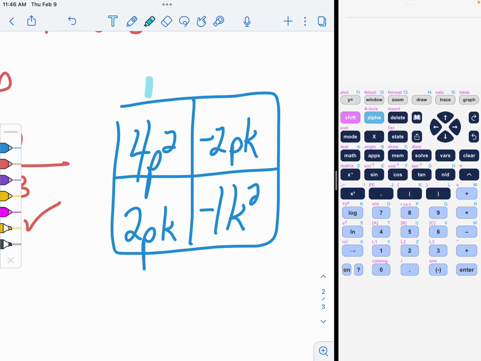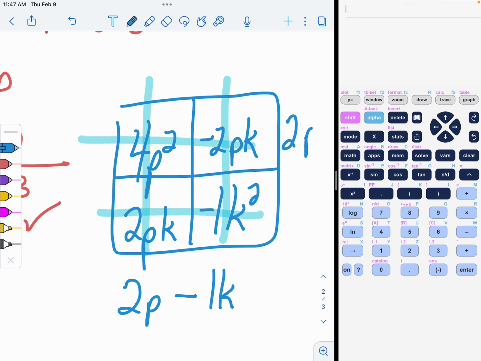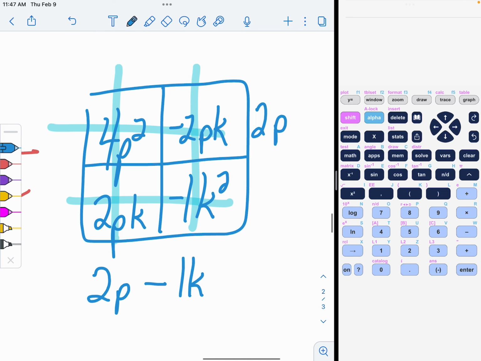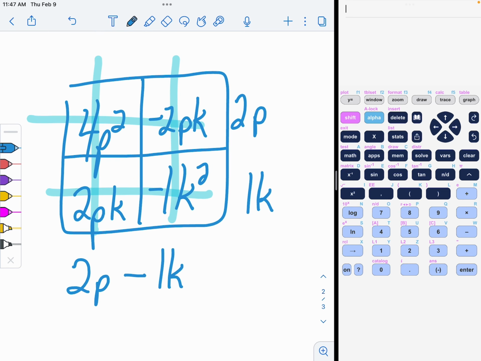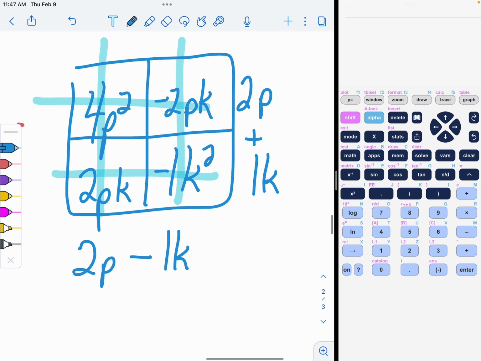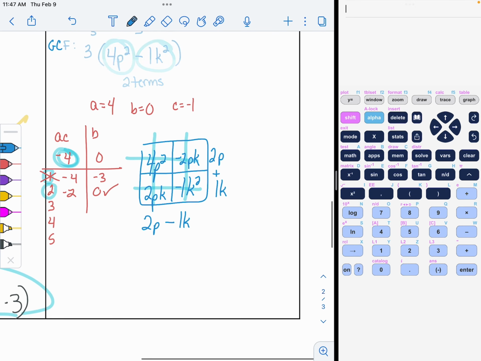Now it's time for a GCF here and here. So my GCF on the first one is a 2 and a single P. My GCF on the second one is a 1 and a single K and a negative from the top. My GCF here and here are a 2 and a single P. And my GCF on the bottom is a 1 with a single K and a positive from the left. I have this finally factored. My factors are 3 from my GCF, a 2P minus 1K, whoa, that's messy, and a 2P plus 1K.